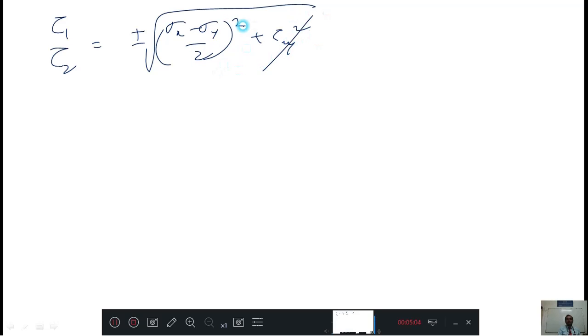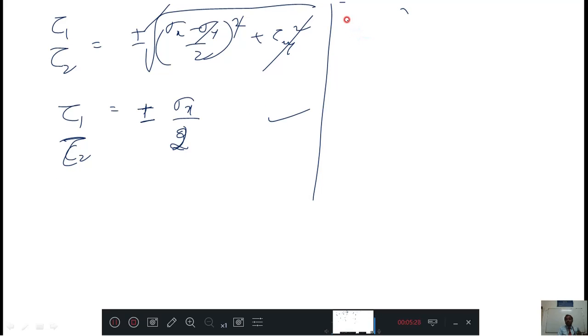Here I don't have this one in uniaxial, and this square root cancels, since sigma y is not given. Therefore, plus or minus sigma x by 2 is your answer. This is tau 1, tau 2. If you want tau 1, use the plus sign; for tau 2, use the minus sign. Okay.